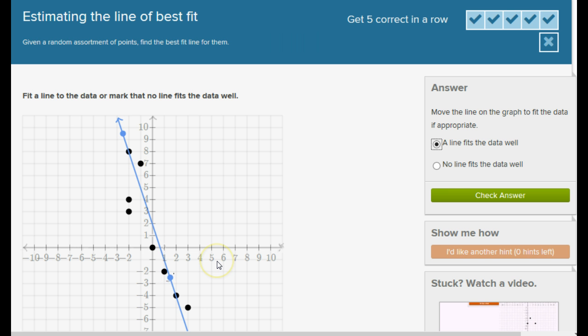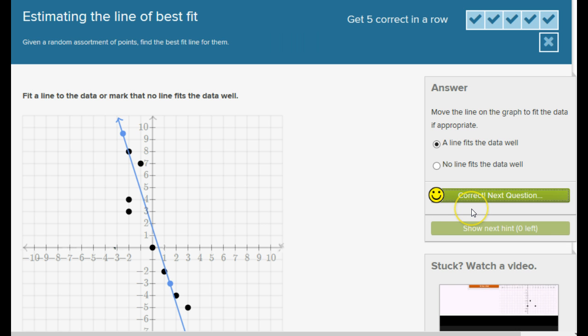Alright, now something like that. I have 2 points that look like they're on the line. I have 2 points to the right of the line, 4 points to the left, and maybe I can move it over a little bit more. Maybe something like that. Now it looks like it's following more the direction of the points, and it's kind of going through the middle. Okay, let me check to see if this is a good fitted line, and it says correct.